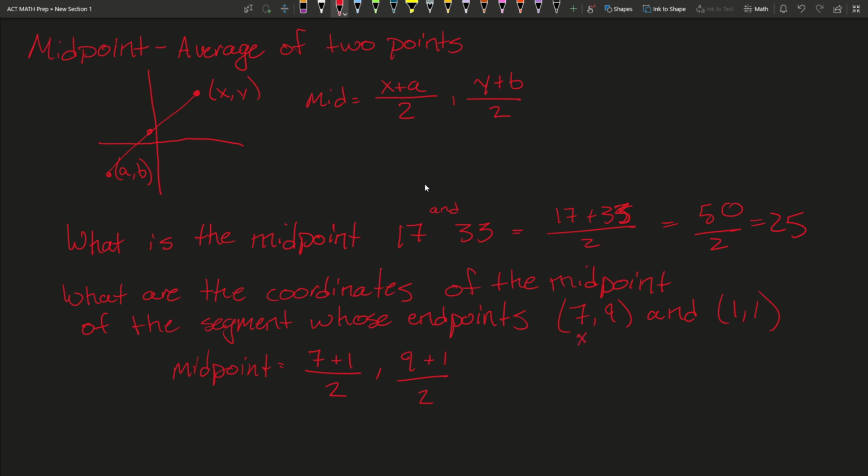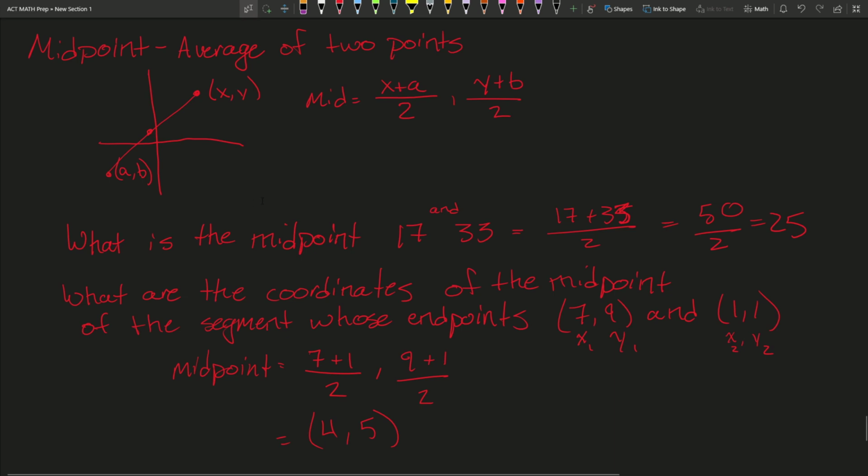And remember, that first position is always the x, that second position is always the y. And when we do that, we get 8 divided by 2, which is 4, 10 divided by 2, which is 5. So our midpoint is 4, 5. Okay, does that sound familiar? I'm almost positive you guys did this during geometry. All right, great. Do we need more practice on that, or does that seem okay?